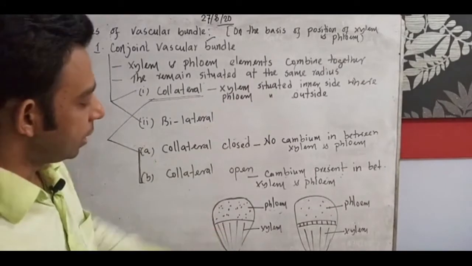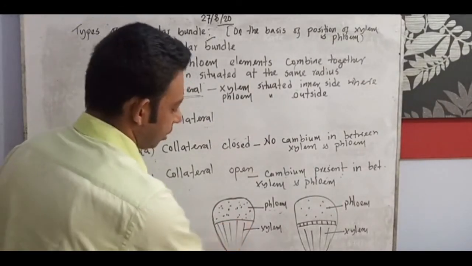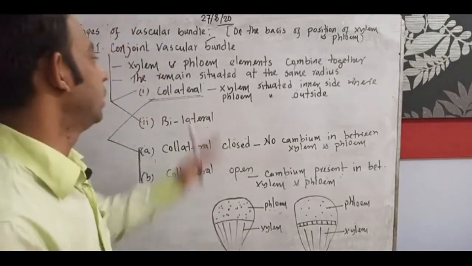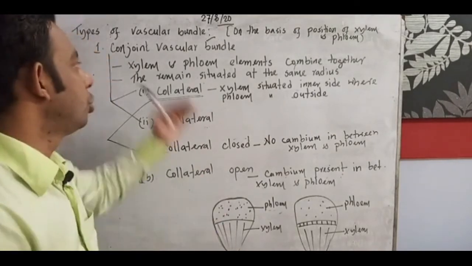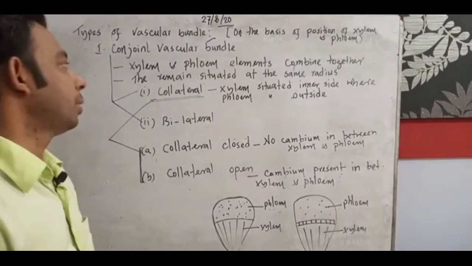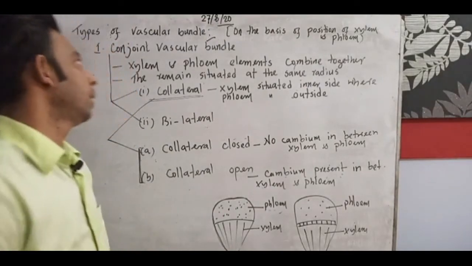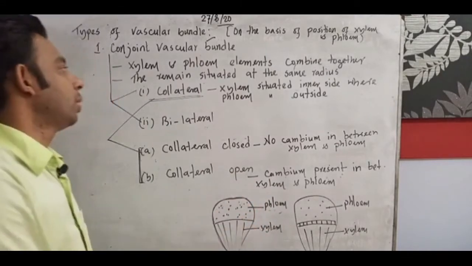Same radius means that the xylem and phloem are present at the same radius from the center. So they are called the conjoined vascular bundle. Since the xylem and phloem elements combine together and remain situated at the same radius, they are called the conjoined vascular bundle. What the figure is actually showing, we try to understand.